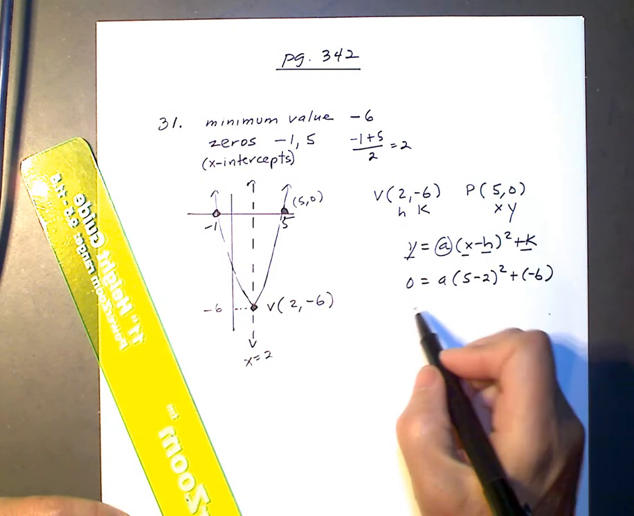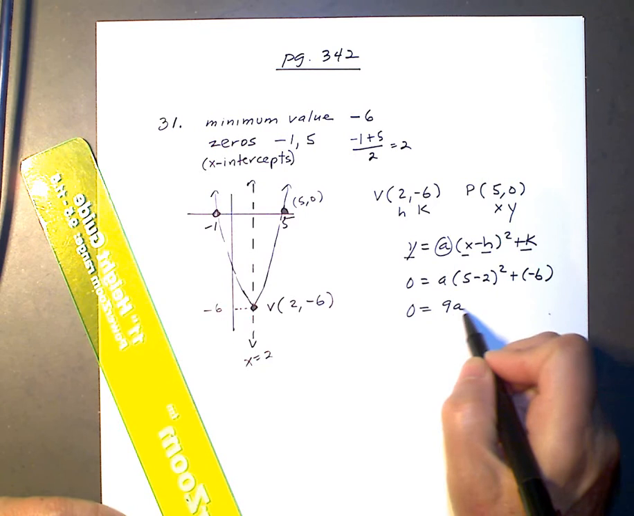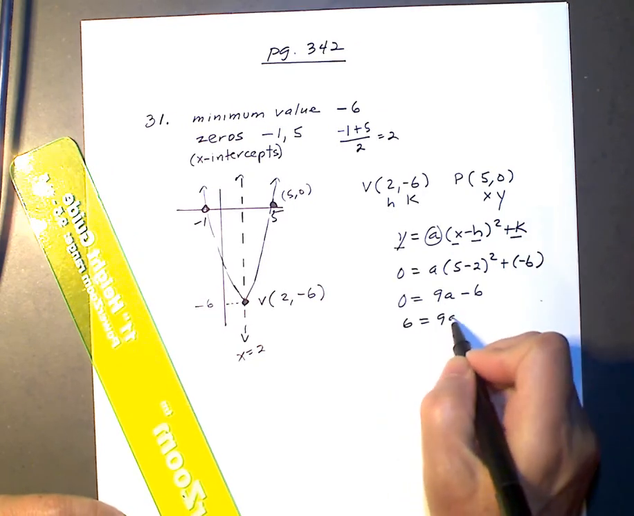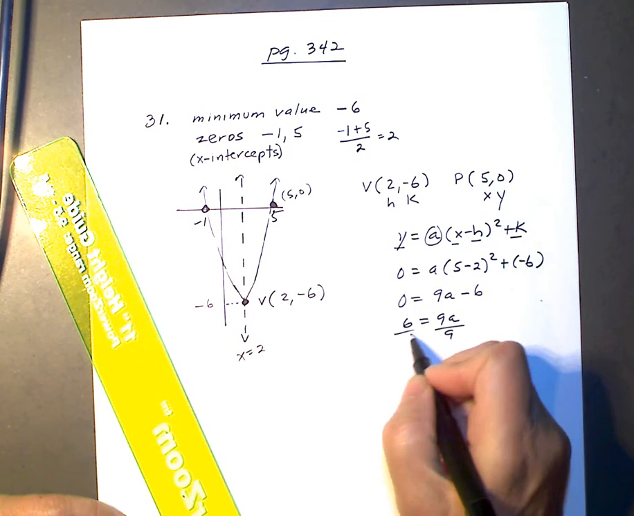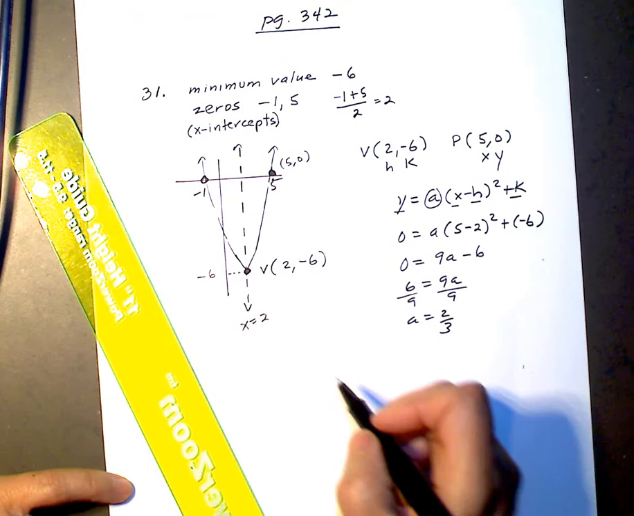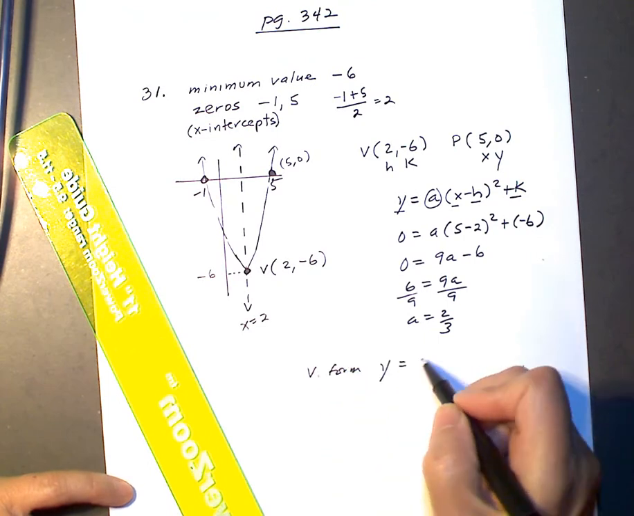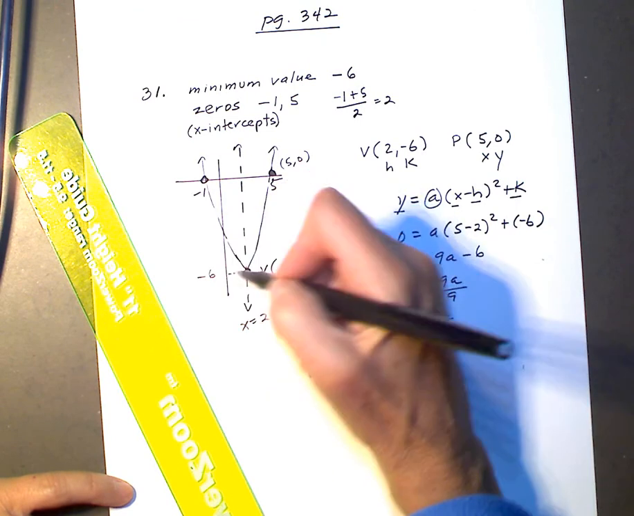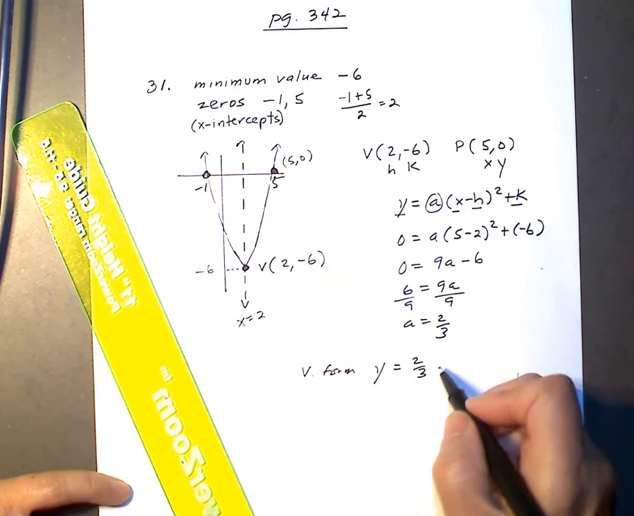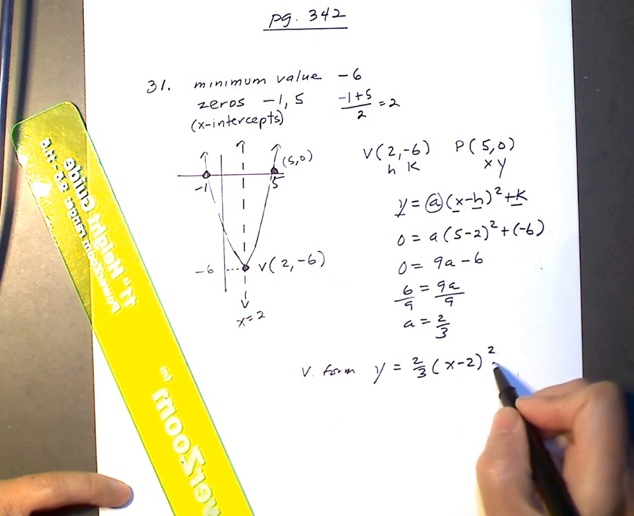So 0 equals, this is 3 squared, or 9a, minus 6. Adding 6 to both sides, and then dividing by 9, a is 2/3. So the equation in vertex form is going to be y equals 2/3, and that makes sense, a is positive, times (x minus 2) quantity squared, plus -6, so -6.